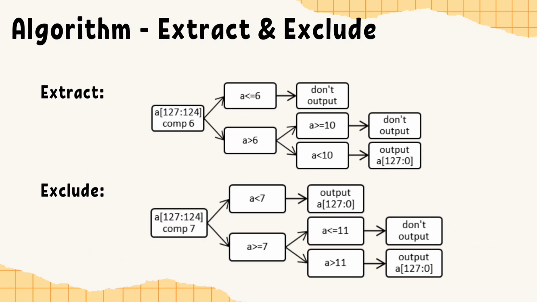Next is the algorithm of extract and exclude. As we know, the function of extract is to output a value which is larger than 6 and smaller than 10. And the function of exclude is to output a value which is smaller than 7 or larger than 11. And we can draw these two diagrams to show all possible results of these two functions.